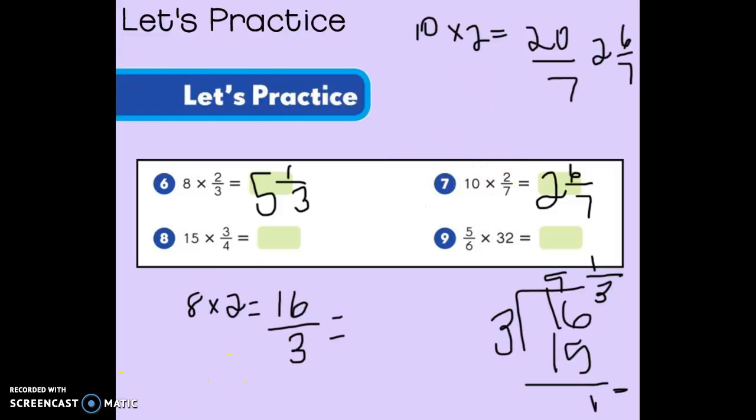And that is how you multiply fractions by whole numbers and write them either as whole numbers again or as mixed numbers.